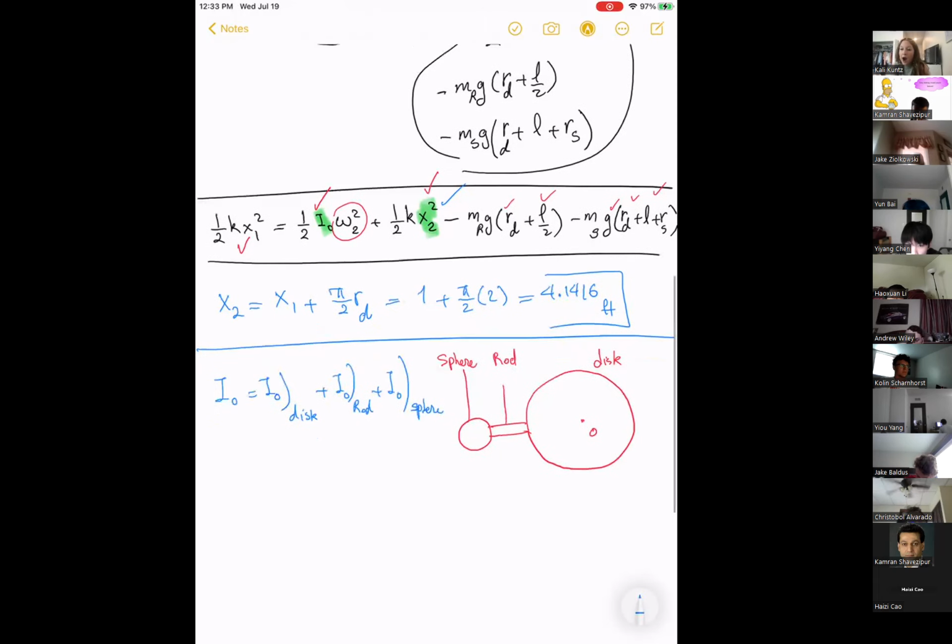Now, for the disk, this is its center of mass. So IO for disk is simple. Half M disk R disk squared. This is just from the back of the book.